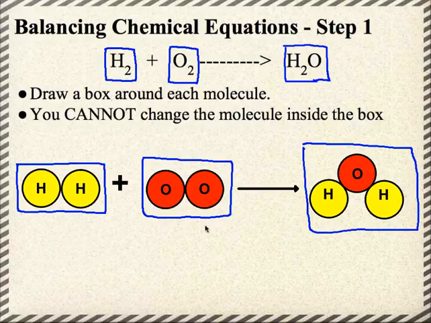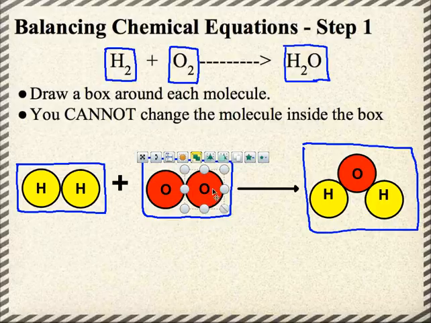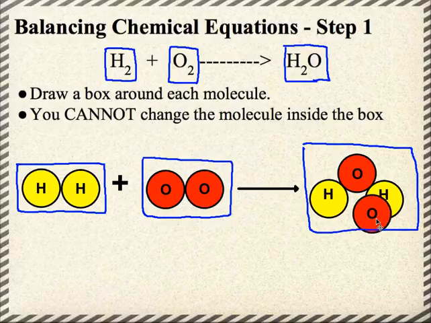Again, the biggest mistake that some kids make is they'll do this. They'll go, why can't I just do this? Okay? Again, if I did that, I'm completely changing this entire thing. It's not water anymore. All right? So I can't change anything that already exists. All right. So that's step one.